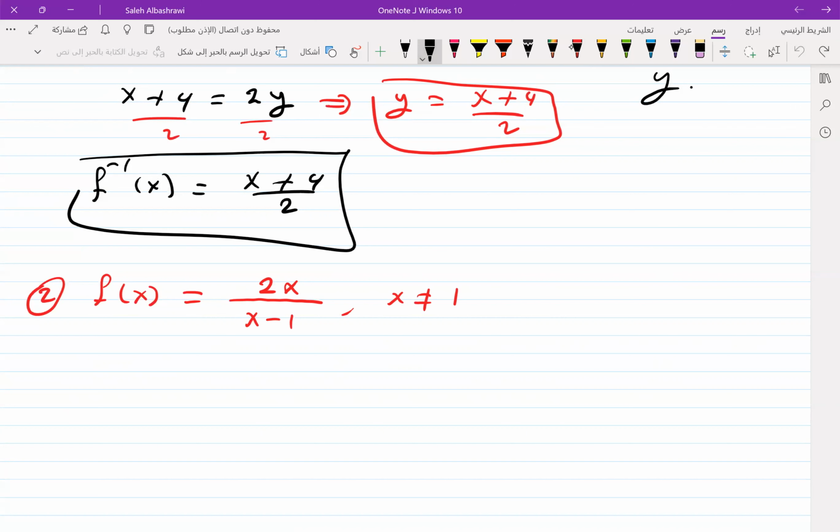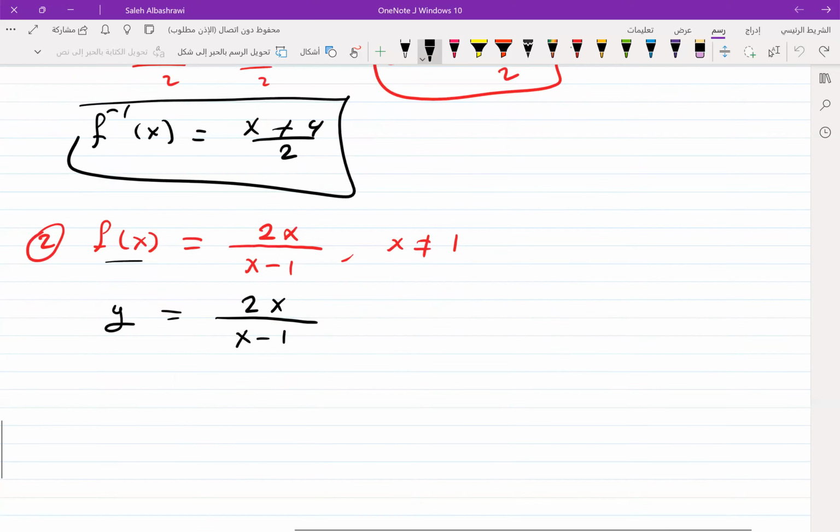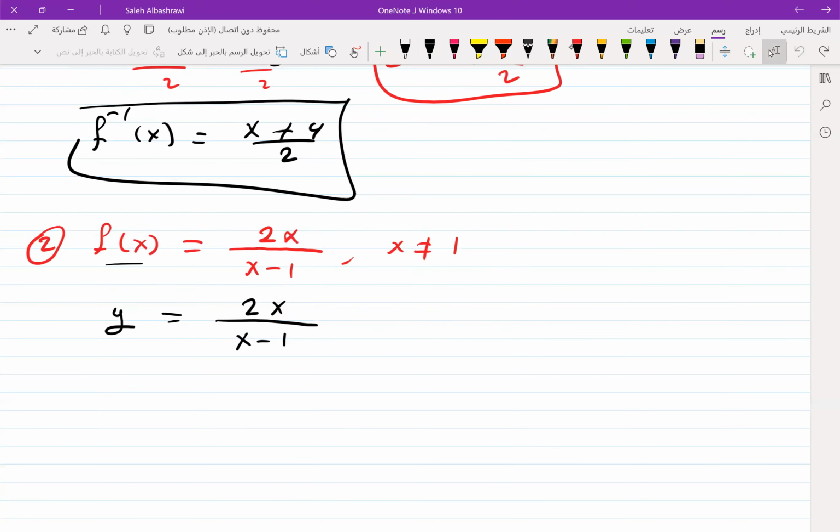Step number 1, let f of x equal y. So it will be y equal to 2x divided by x minus 1. Second step, interchange between x and y. Let y equal x and x equal y. So this will be x equal to 2y divided by y minus 1.